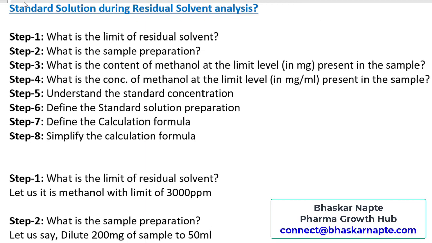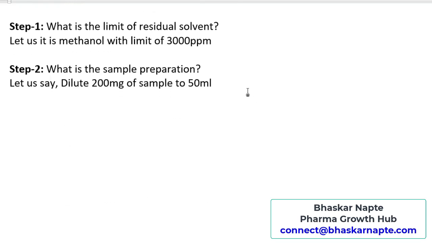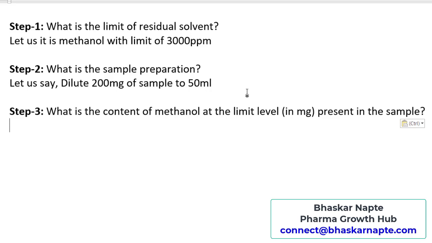Let us now understand the requirement for step number 3. Let me copy step number 3 and put it over here. We need to understand what is the content of methanol at the limit level in milligram present in the sample. We know the limit of methanol, how much is it? The limit for methanol is 3000 ppm. Now can I write the below statement? Please confirm.